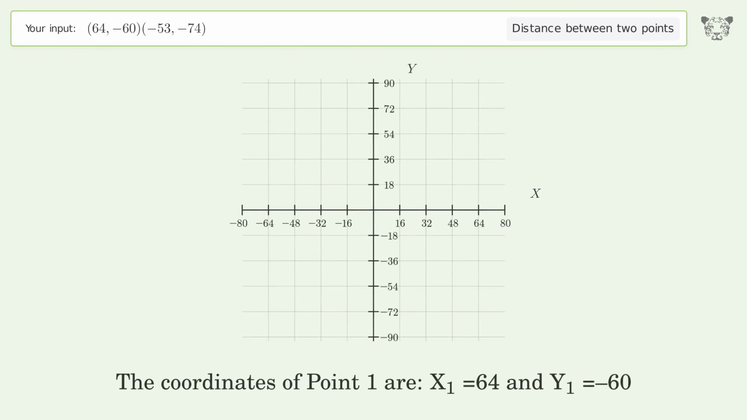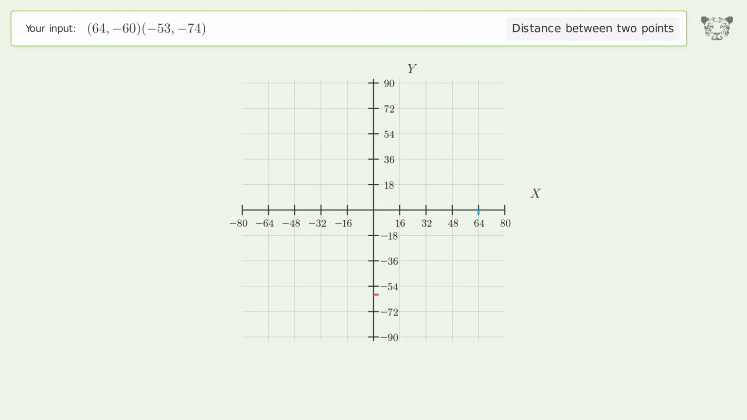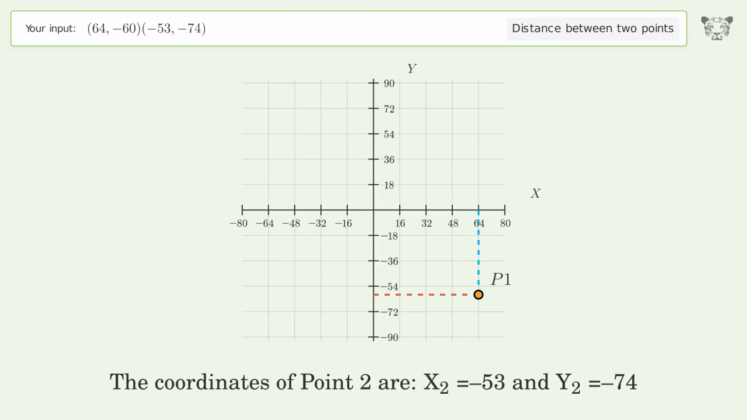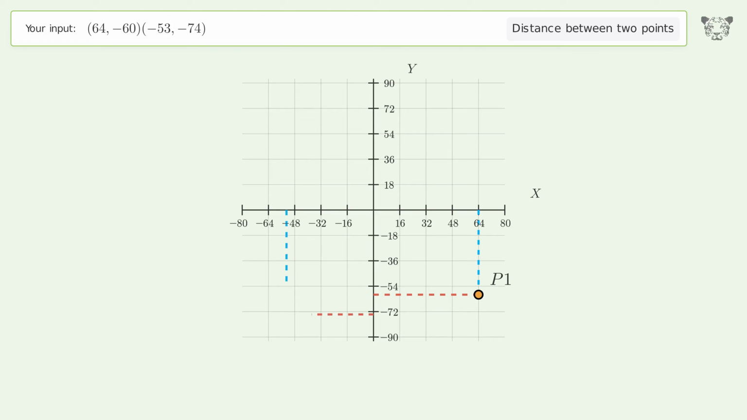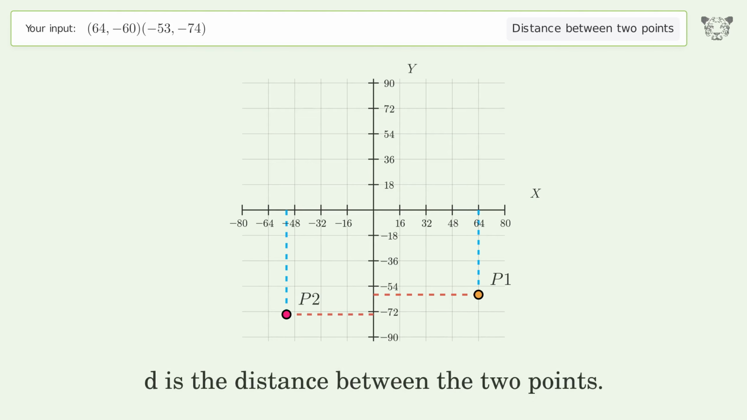The coordinates of point 1 are x1 equals 64 and y1 equals negative 60. The coordinates of point 2 are x2 equals negative 53 and y2 equals negative 74. D is the distance between the 2 points.